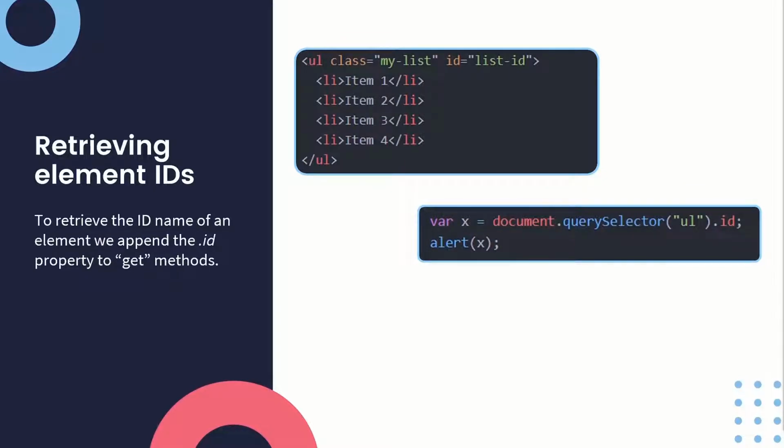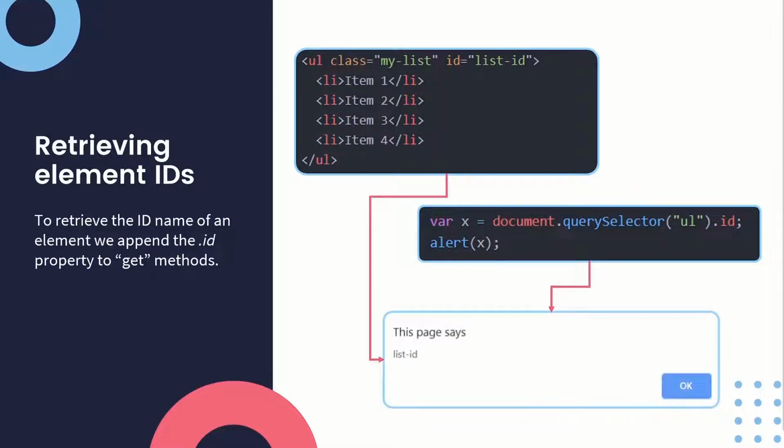The only difference here is that when calling the UL element, instead of calling innerHTML, we are calling the .id property. We then alert that to the screen to actually get the ID, which says to us list ID. Fantastic. Now let's have a look at how we can retrieve the class.